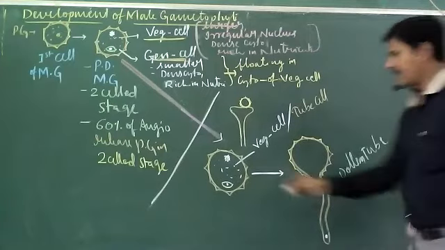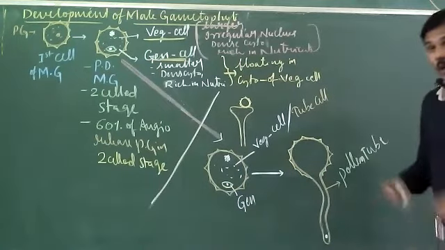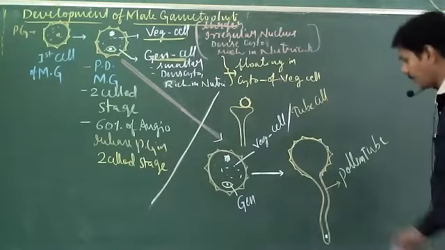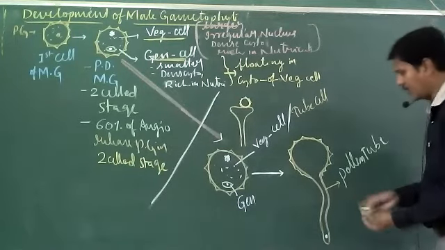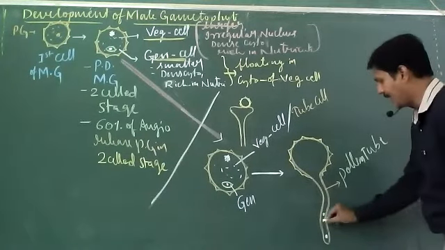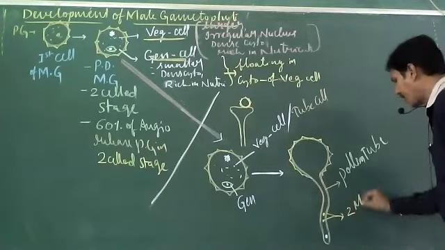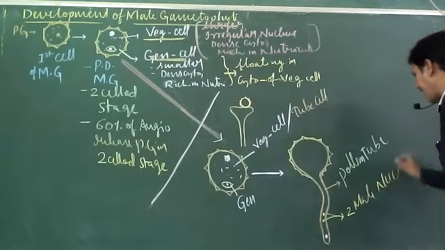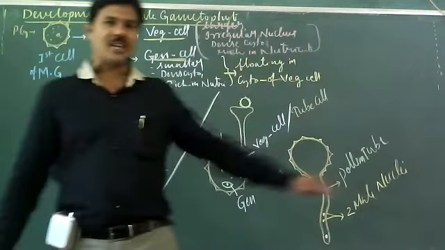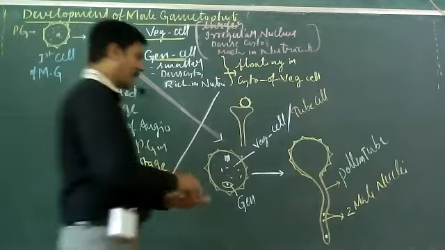The generative cell. This generative cell undergoes a mitotic division. Because of this mitotic division, two male nuclei, two male gametes are formed. Now this is three-cell stage. Completely developed male gametophyte.